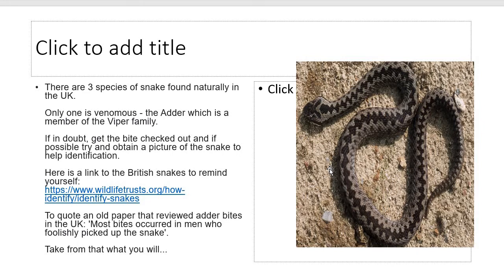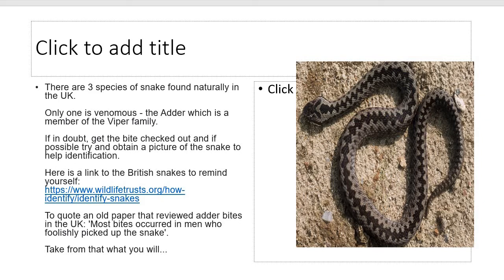And then when I was looking through a literature review of snake bites in the UK and how they were treated, rather comically, one of the opening sentences was, "Most bites occurred in men who foolishly picked up the snake," which doesn't really surprise me, to be honest. So that's probably a nice soundbite of what not to do. Don't go trying to chase the snake back for some revenge.